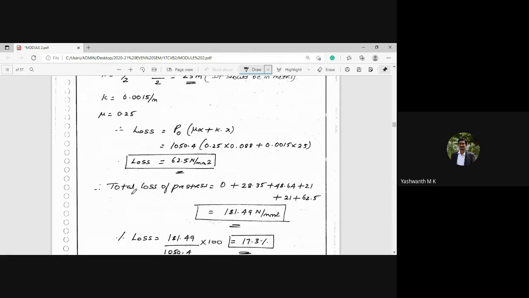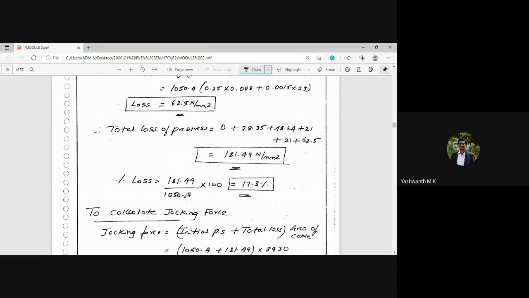Now sum up all the losses. Total loss of pre-stress is equal to elastic deformation loss, shrinkage loss, creep loss, relaxation loss, anchorage slip loss, and then loss due to friction. Sum up all the losses, and you will get 181.49 Newton per millimeter square. This will be the total loss. Next, if you want to calculate the percentage loss, that is total loss divided by initial pre-stress multiplied by 100, which gives you 17.3%.